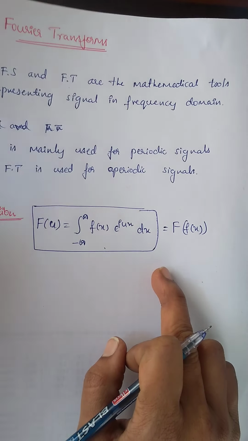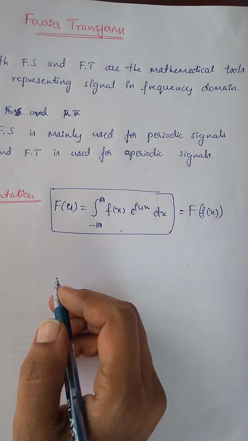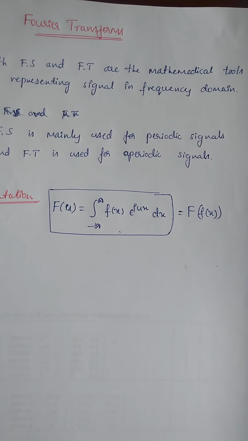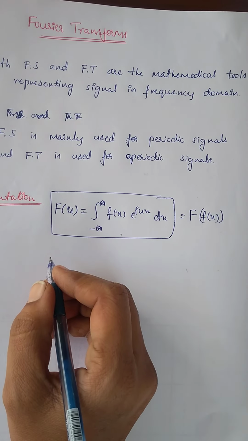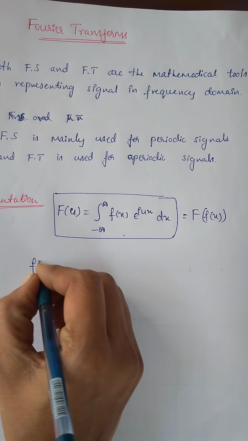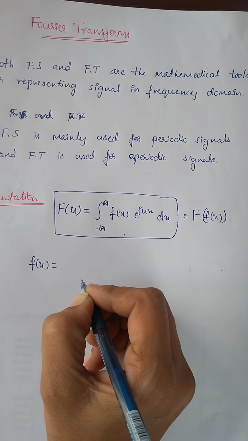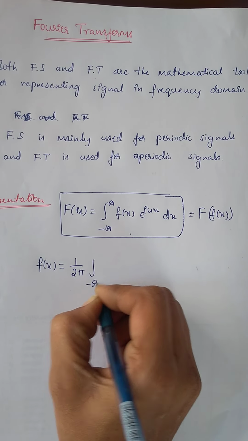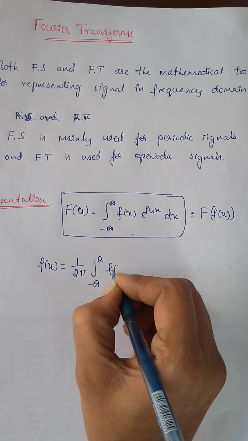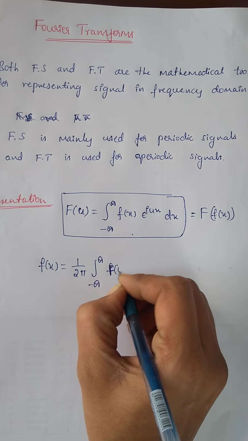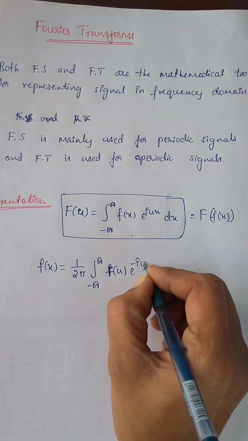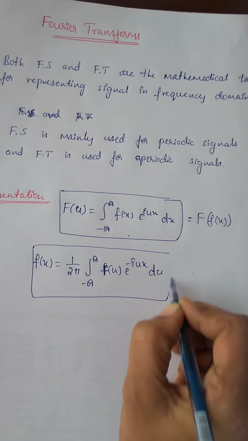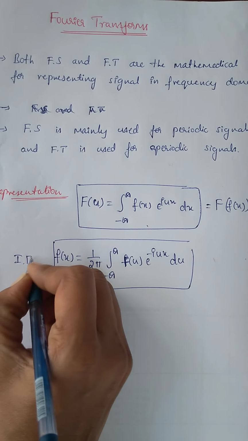In the Fourier transform we have to study the inverse Fourier transform also. The inverse Fourier transform is represented by small f of x. Small f of x is equal to, the formula is, 1 by 2 pi integration from minus infinity to infinity of capital F of u e to the power of minus iux du. This is nothing but the inverse Fourier transform.